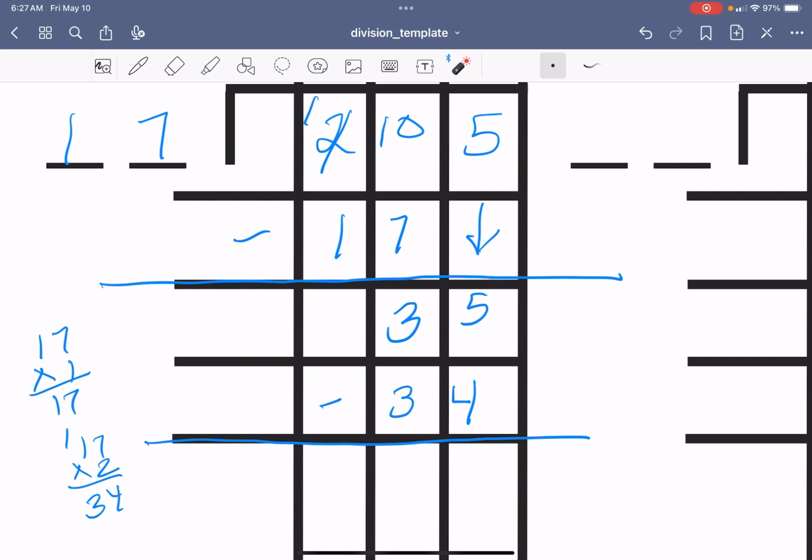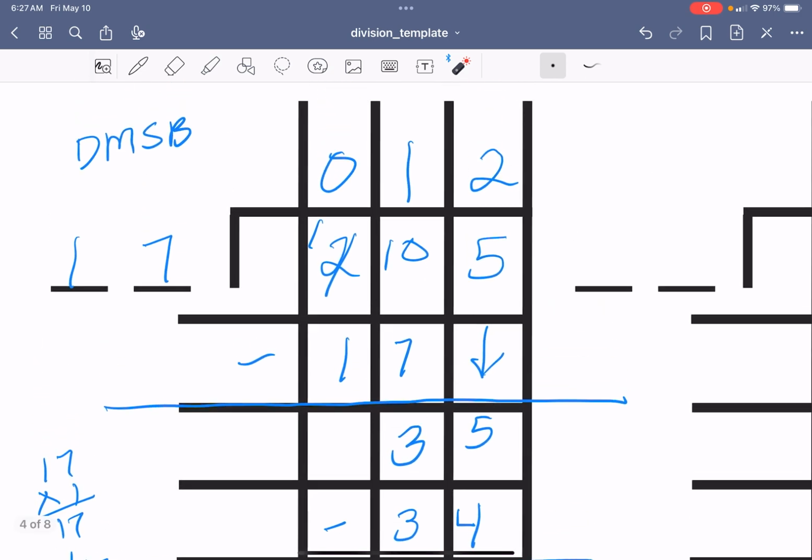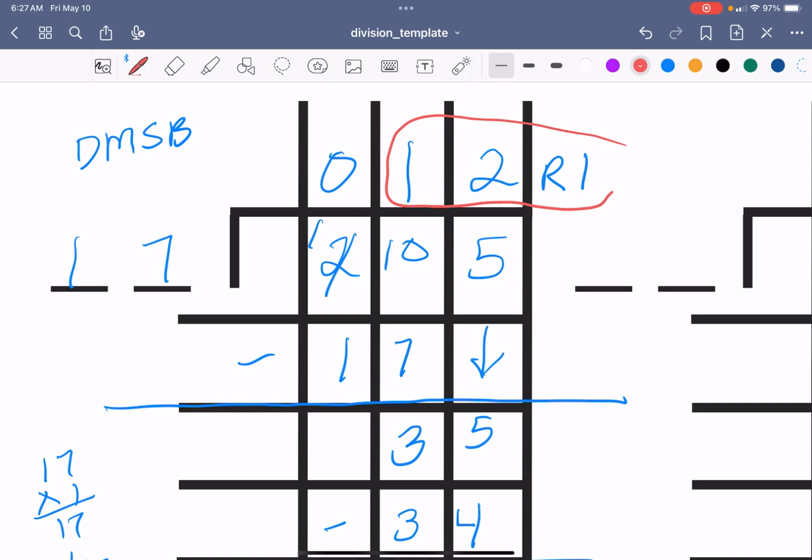And then 5 minus 4 is 1. And 3 minus 3 is 0. 17 cannot go into 1. So that's going to be our remainder. So our final answer is 12 remainder 1. I didn't circle the 0 because we don't need to circle the 0.